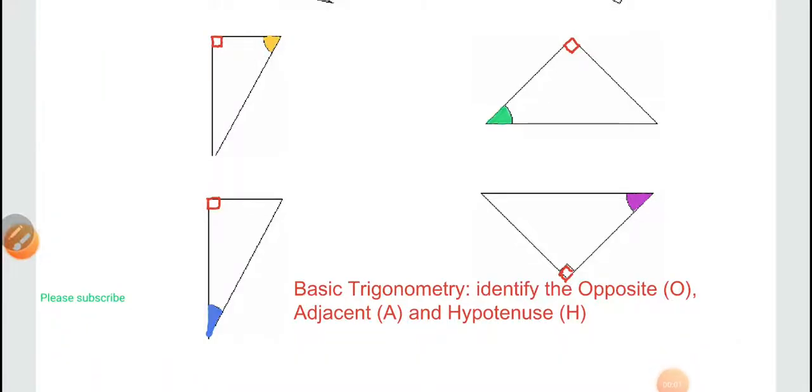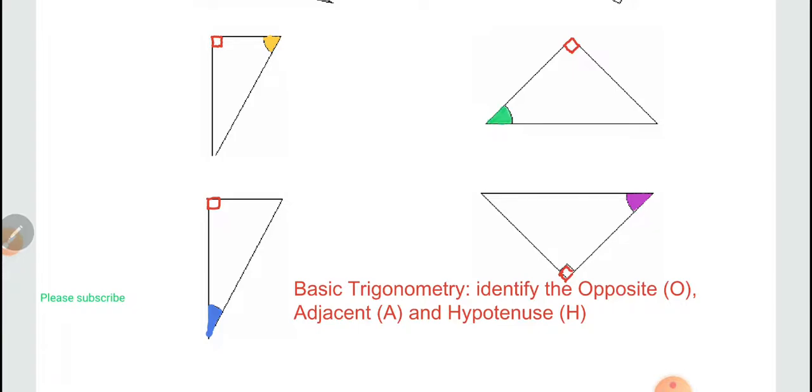Okay, we are looking at basic trigonometry. Now, trigonometry is a topic that only works with right angle triangles. And we know that all four triangles here are right angle triangles because each triangle has the little red square on one of its vertices, on one of its corners. So we know it's a right angle triangle.